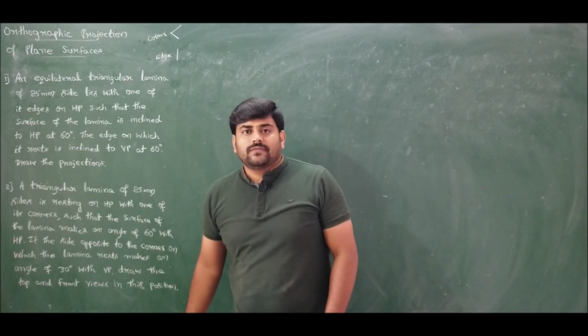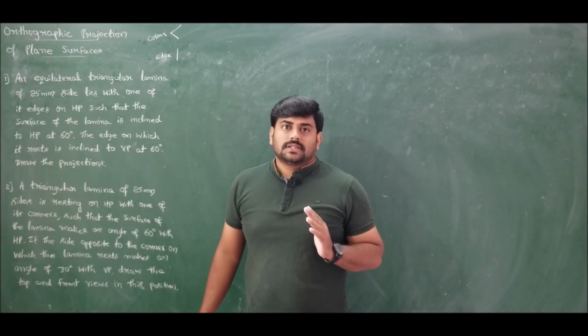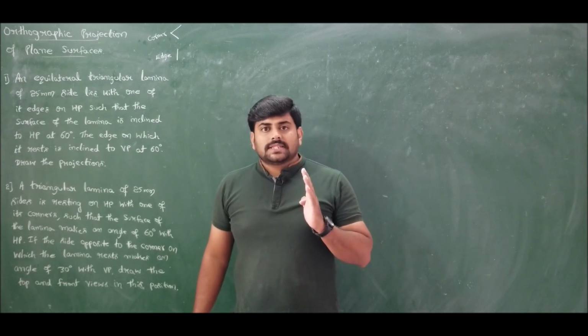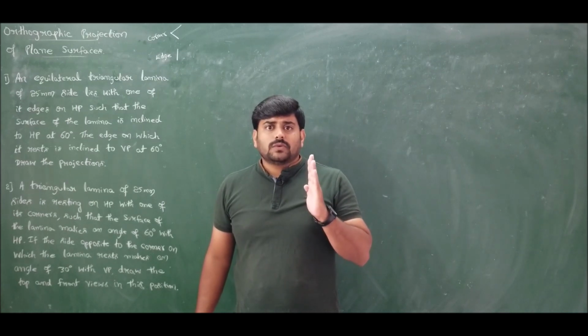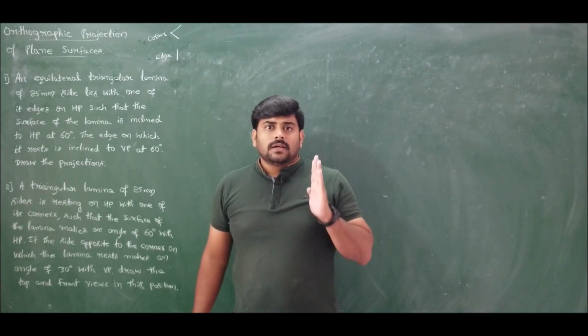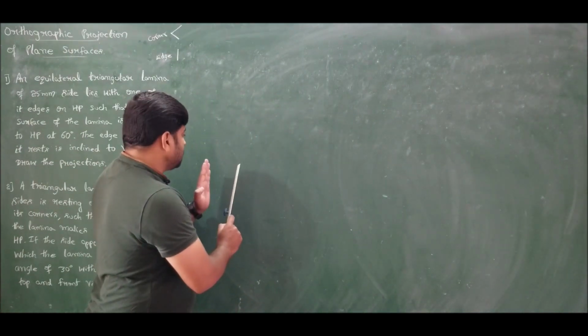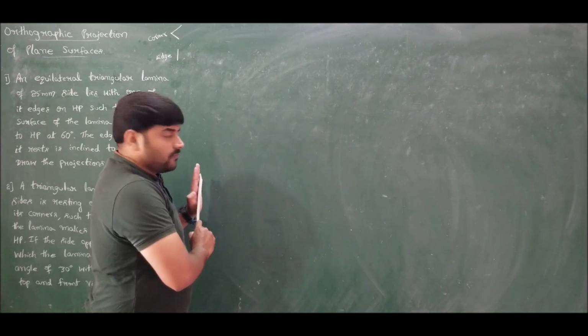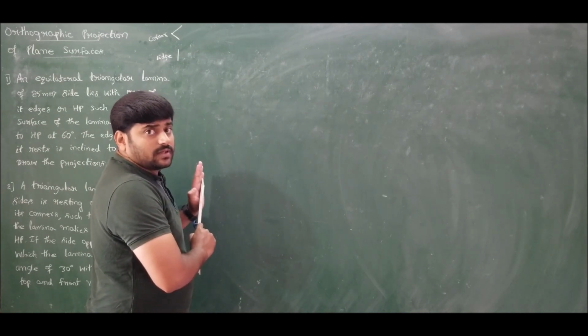In order to avoid confusion, we will always take left hand reference. That is, if the laminae rests on HP with one of its corners, then I will draw the laminae in such a way that I will get the corner towards my left hand side. For hexagon I will draw such a way that I will get corners on two sides. For pentagon I will draw such a way that I will get corner towards left. For triangular laminae also I will draw such a way that I will get corner towards left.